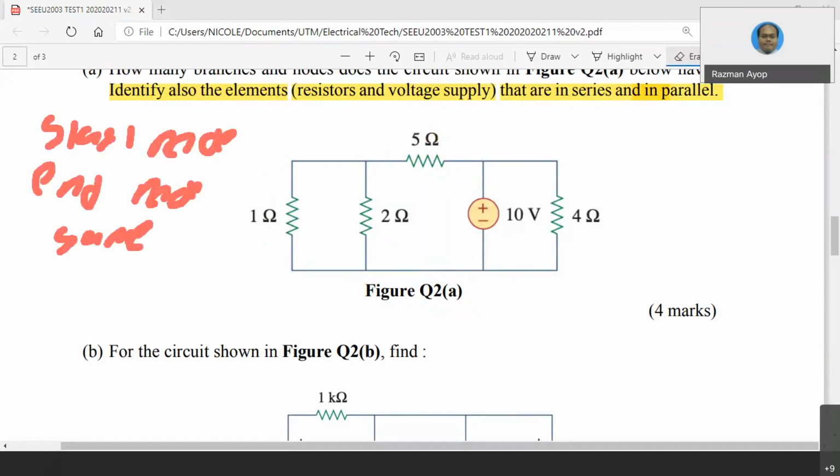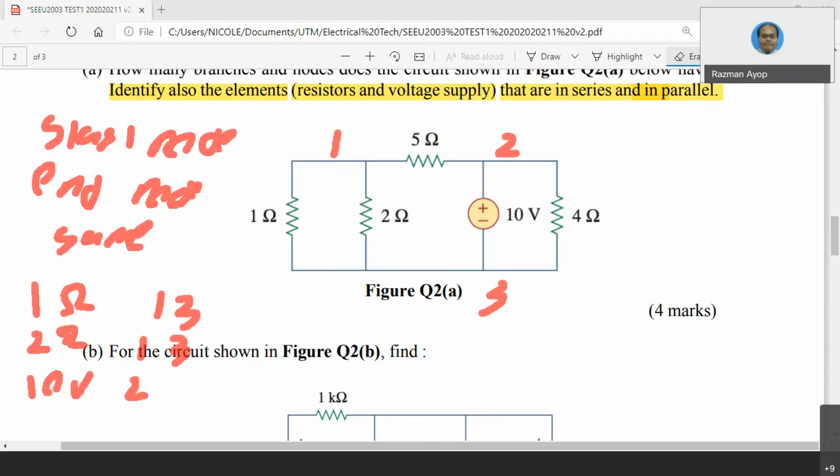Okay. So this one is, I assume, node 1, node 2, and this one is node 3. For the 1 ohm, start and end is 1, 3. For the 2 ohm, it is 1, 3 also. But for the 10 volt, it is 2, 3. The 4 ohm is 2, 3, and the 5 ohm is 1, 2. So basically, start and end node is the same. If you look here, 1, 3 is 1 and 2 is parallel.